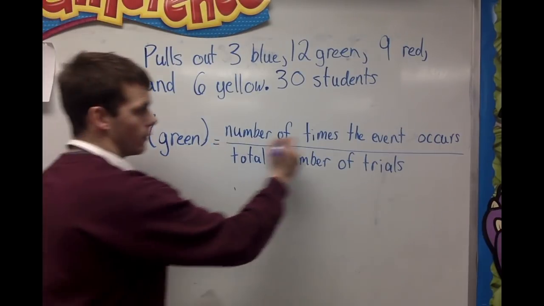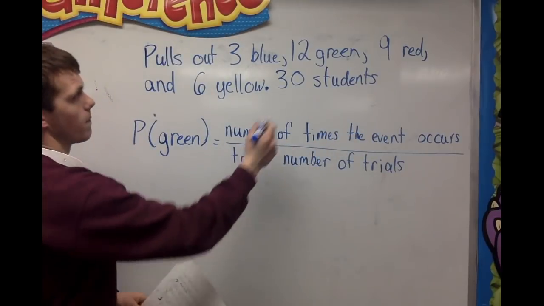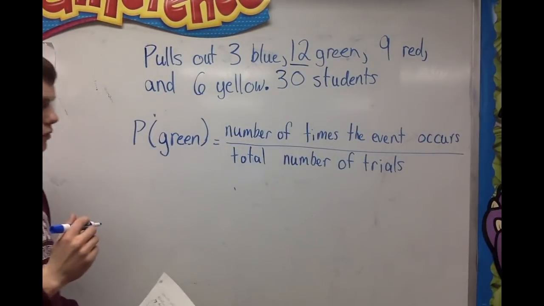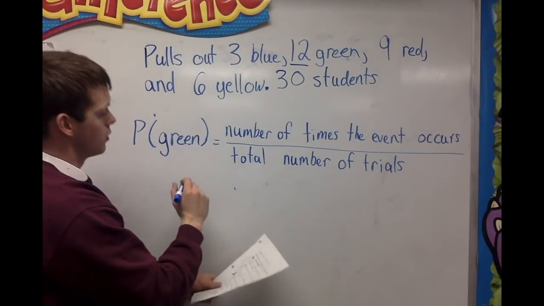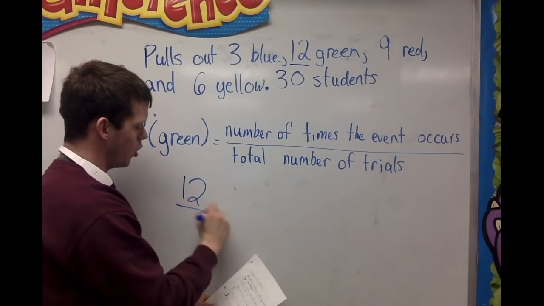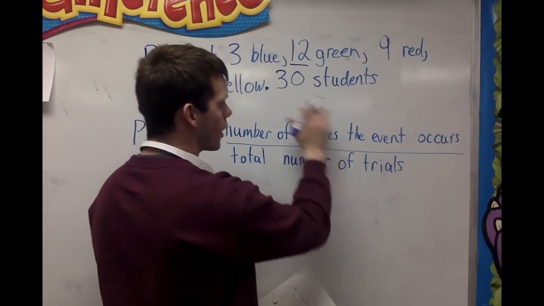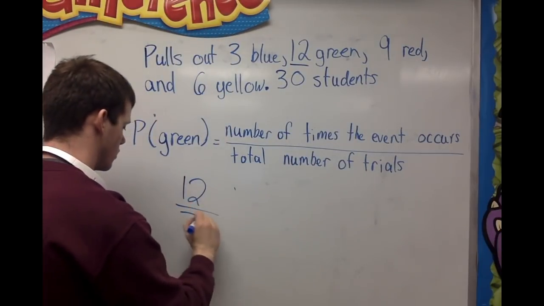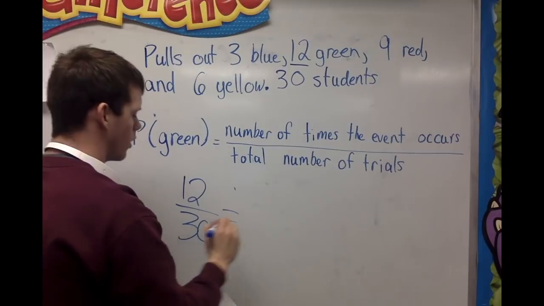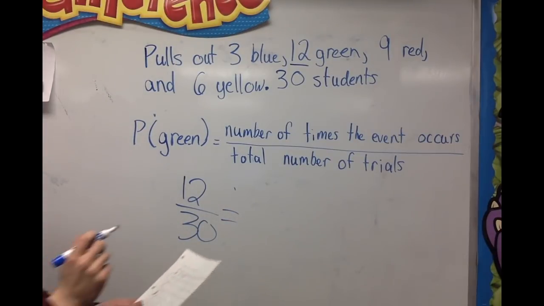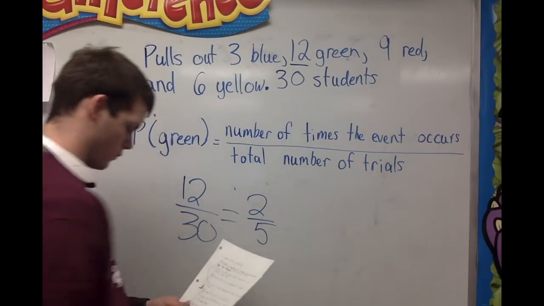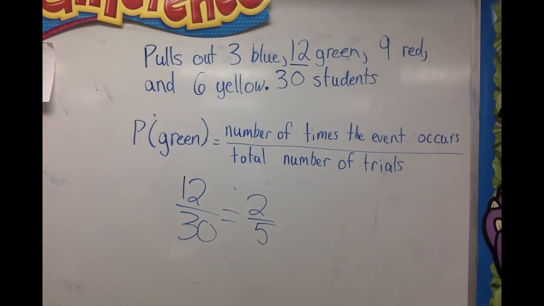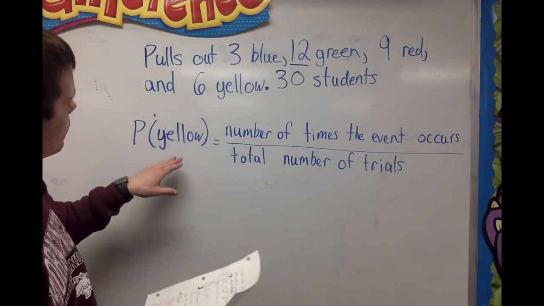Now, same problem, only we're going to find out the experimental probability of green. So we ask, what's the number of times the event occurs? 12. What's the total number of trials? So we put 12 over the total number of tries. So 30 students for 30 marbles. So we reduced that down to 2/5.